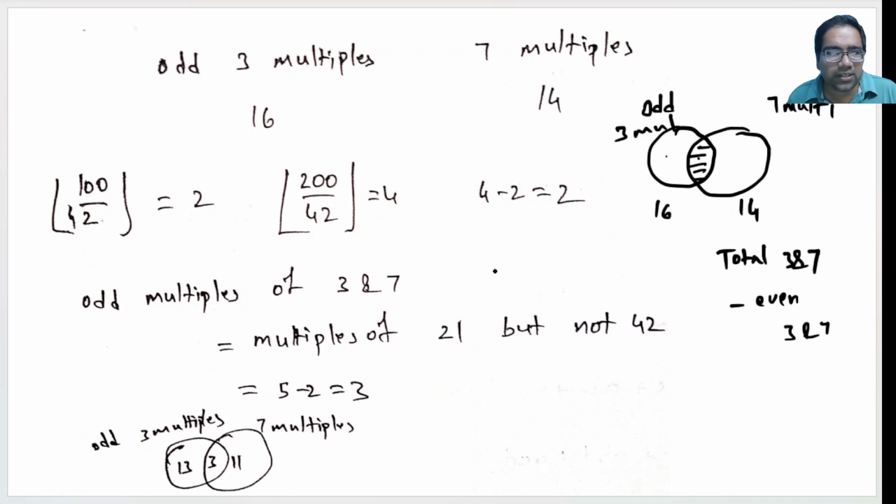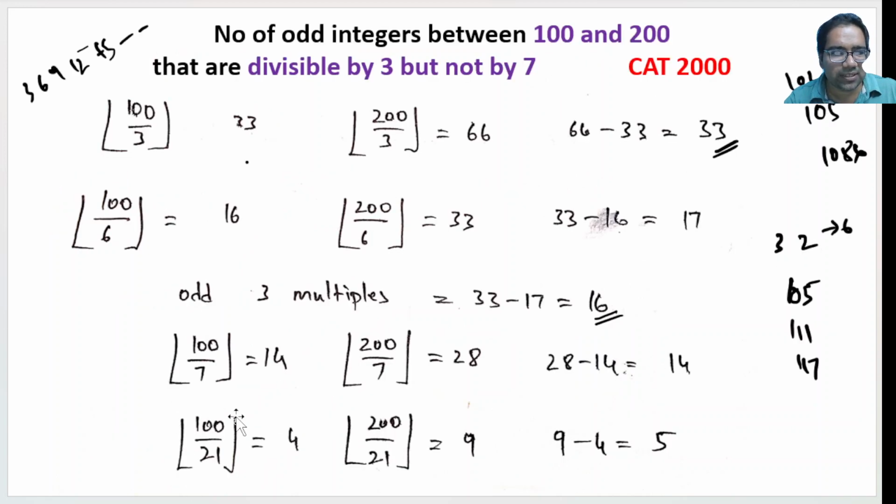What is multiples of 42? Again, till 100 there are two multiples. Till 242, there are four multiples. Between 100 and 200, there are two multiples of 42. So what is the total 21 multiples? Earlier we discussed 21 multiples between 0 and 100, there are four. And 200 by 21, total 9. So between 0 and 200 there are 9. Till 100 there are 4. So 5 multiples of 21 between 100 and 200.